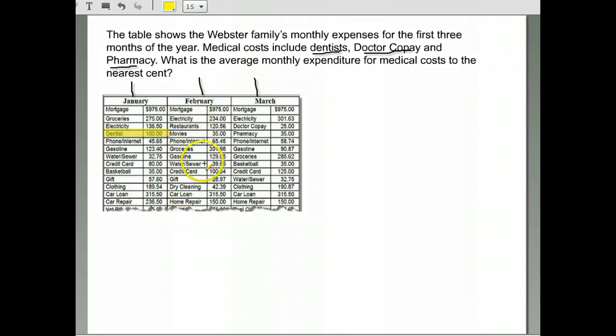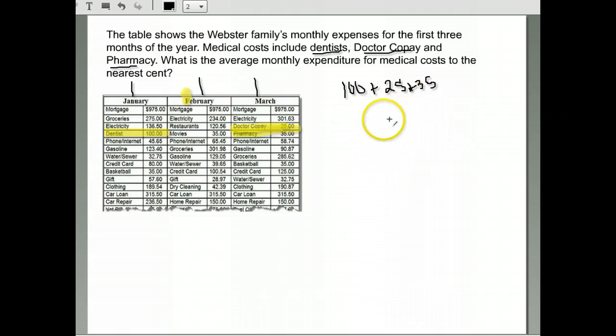The next thing is a doctor. Are there any doctor's copays? Now, if we look in February, notice there's no medical expenses in February. But then in March we have pharmacy and a doctor's copay. Okay, so we total those. We want the total of medical things we've done for the month. So we have $100, we have $25, and we have $35. 100 for the dentist, 25 for the doctor copay, and 35 for the pharmacy.